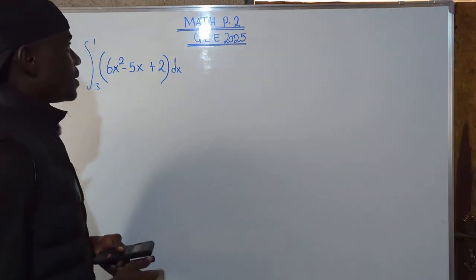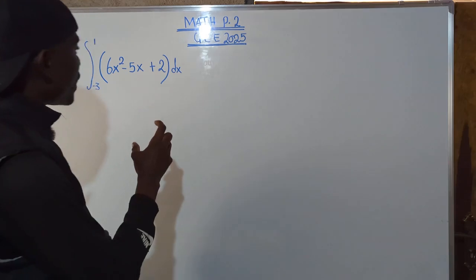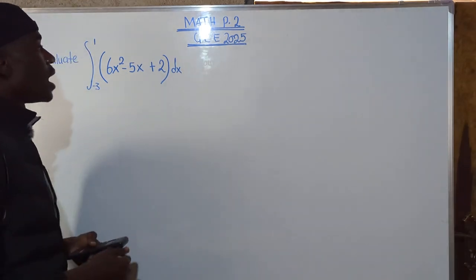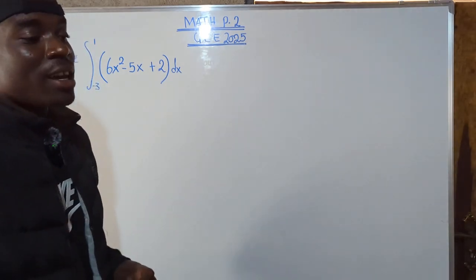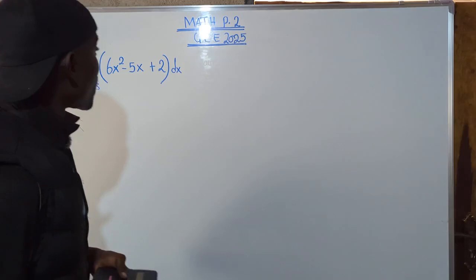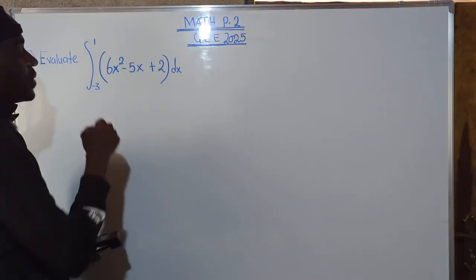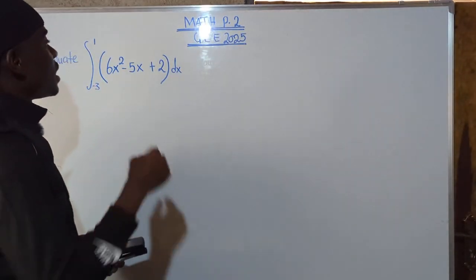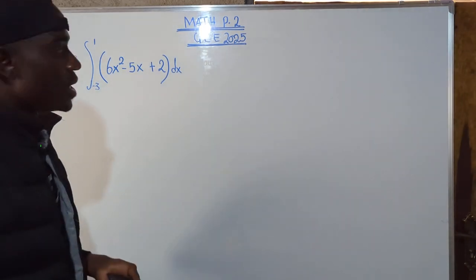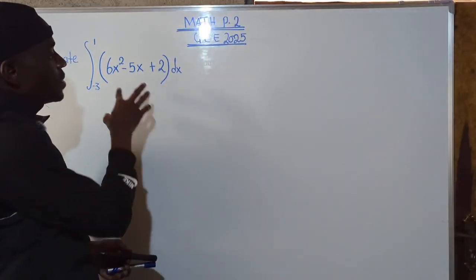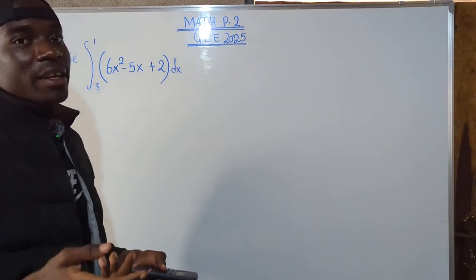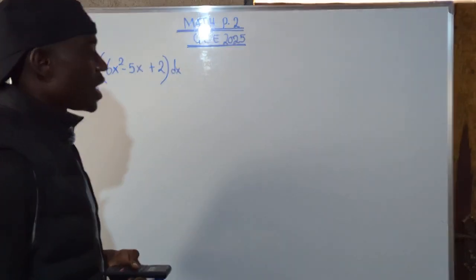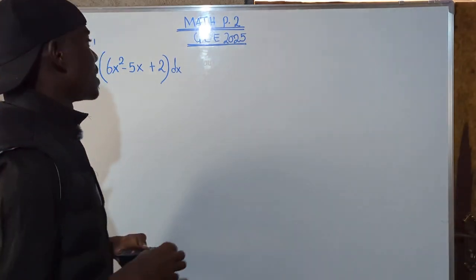So now look at this. They are asking you to evaluate this particular question. When a question says evaluate, they are simply asking you to find the value of something. So what you see here is -3, which happens to be the lower limit, and this happens to be the upper limit. Then all you have to do is simply to integrate whatever you are able to see here, and then you find the value. Now I'm going to show you just how to do it.